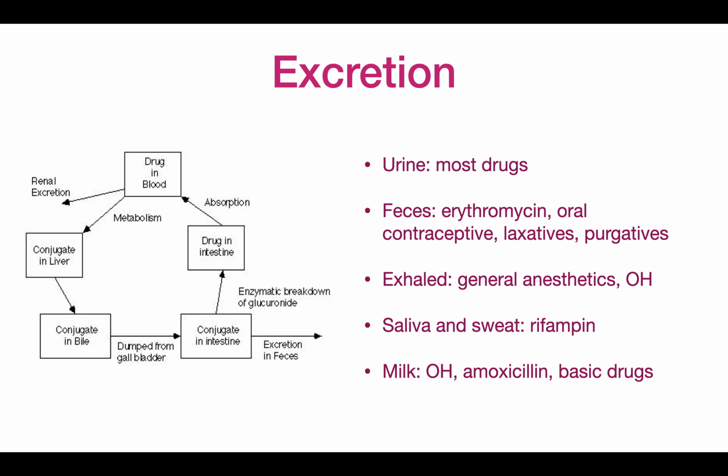Excretion is usually through urine. Only a few other drugs are excreted through different routes. Milk is going to be breast milk in females, and these are the drugs that can be passed to children.